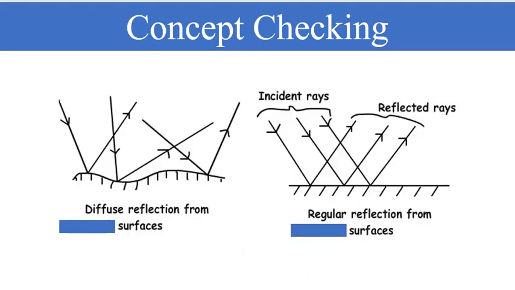Look at the image on the left. Diffuse reflection takes place in what kind of surface? What kind of surfaces allow diffuse reflection? Well, how about specular or regular reflection? What kind of surfaces allow regular or specular reflection?